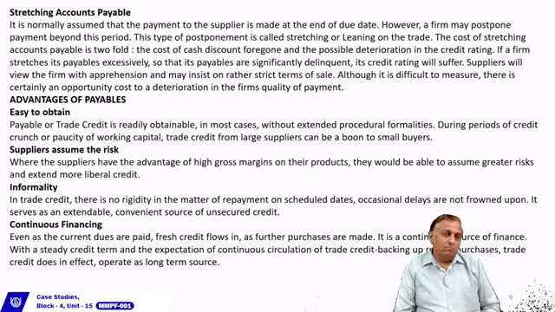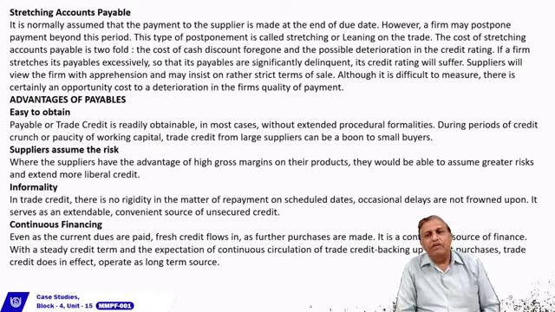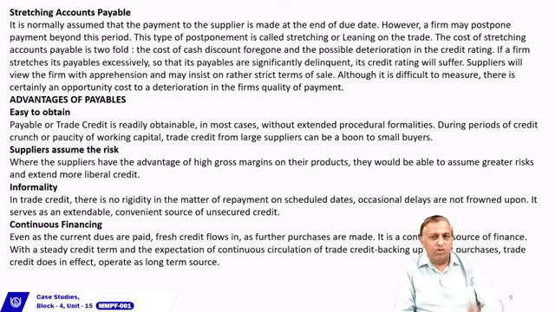Stretching accounts payable, delaying the payment. It is normally assumed that the payment to the supplier is made at the end of the due date. However, a firm may postpone payment beyond the period as well. This type of postponement is called stretching or leaning on the trade. You have been given one month credit, but after one month you are stretching it for another two weeks. So what happens? The cost of stretching accounts payable is twofold: the cost of cash discount foregone, since you won't get the cash discount because you didn't pay in time, and the possible deterioration of the credit rating.